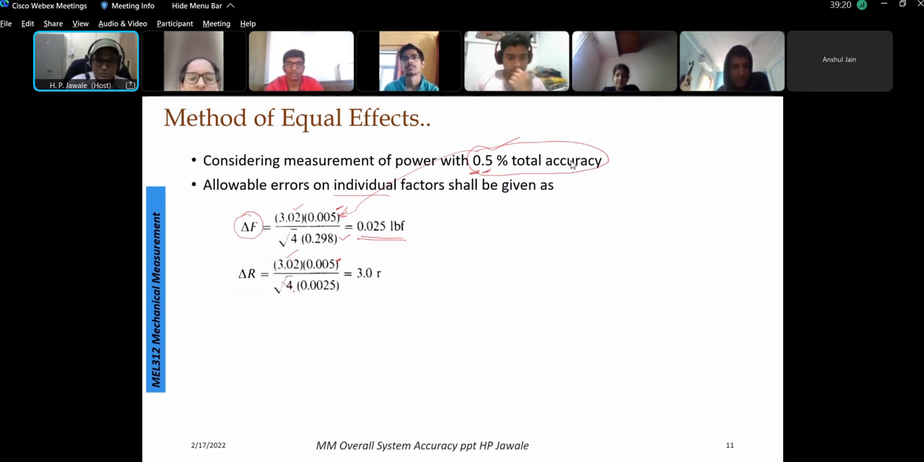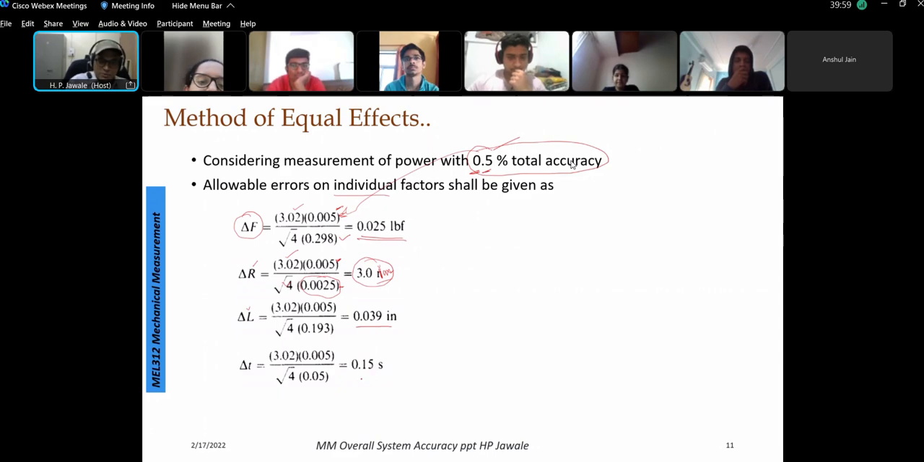There are 4 factors involved in it, and the partial derivative of the function with respect to the measurement of the radius is numerically what we have found already. The permissible error in the radius measurement is 0.3 inches. The length measurement error should be not more than 0.039 inches, and in the measurement of the time we should not have an error of more than 0.15 seconds.